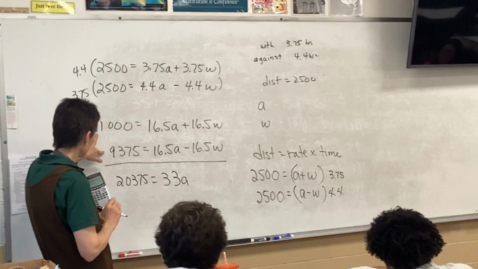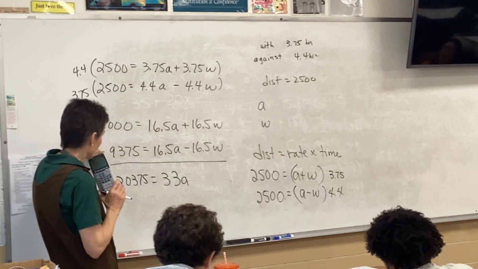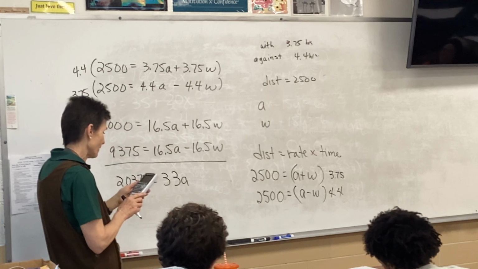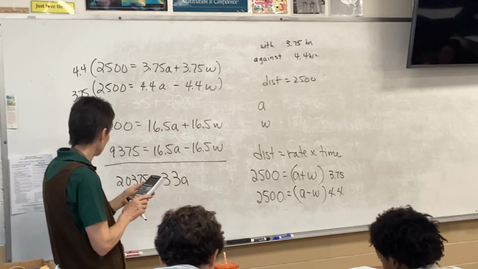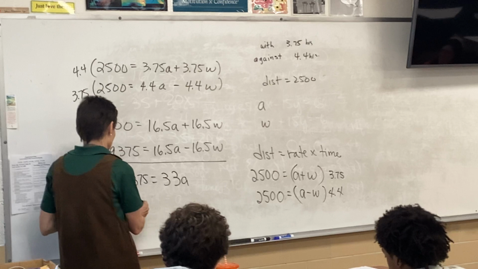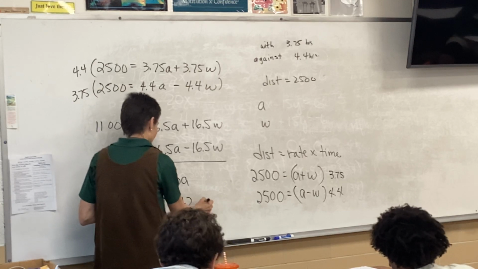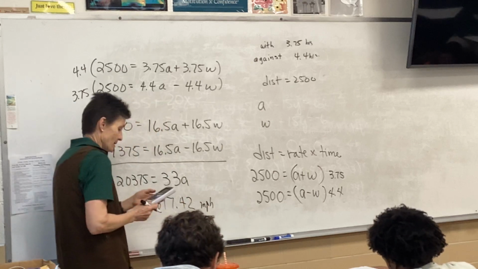Okay, are these two numbers right? Okay, is all that right? I didn't get 500 and some. I got 617. That's right. 617.42. That's better.